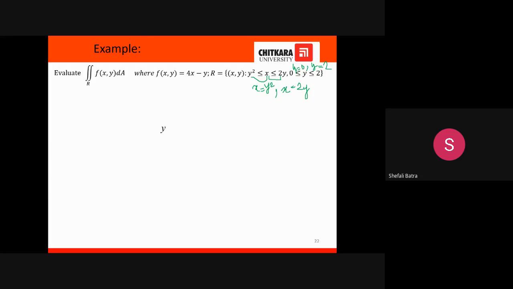On which axis, beta? On x-axis or y-axis? Ma'am, y-axis. Yes, it is x-axis, not y-axis. It is a parabola on x-axis. So this is your y-axis, this is your x-axis, and x is equal to y square is a parabola.